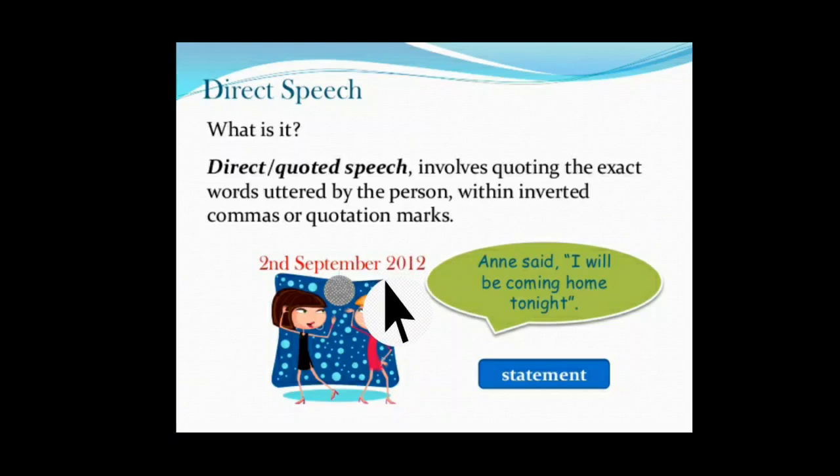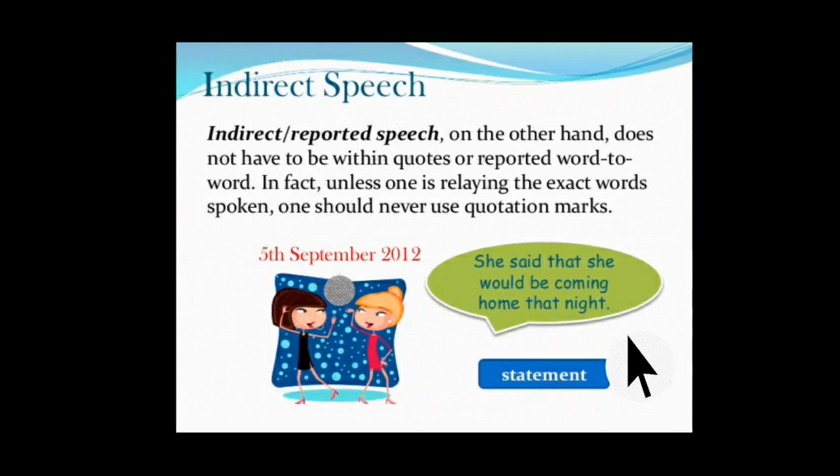For example, Annie said, I will be coming home tonight. These are the actual words of the speaker. That is why they are put in the inverted commas. That is a statement. Then, what is indirect speech?